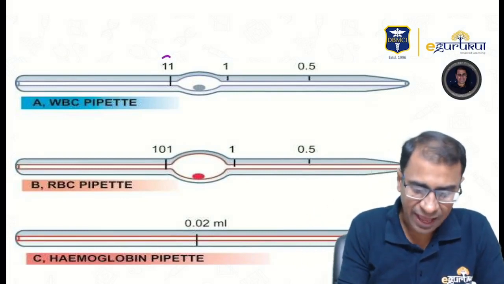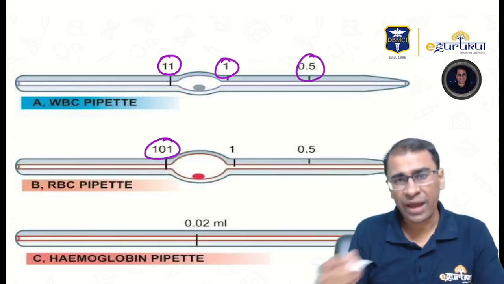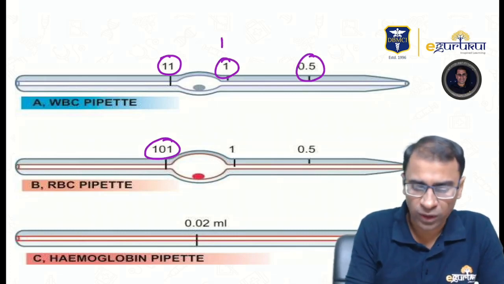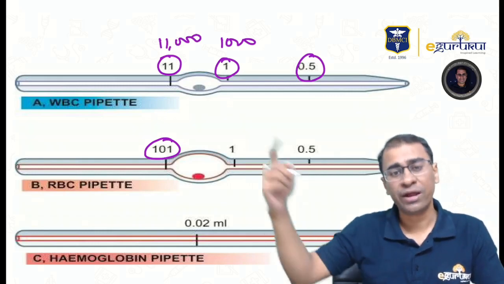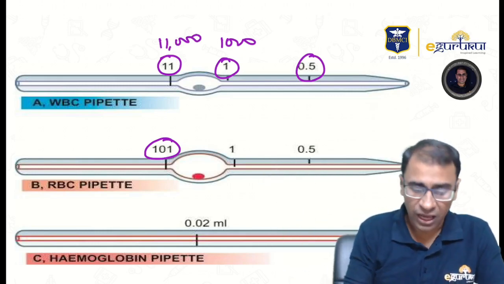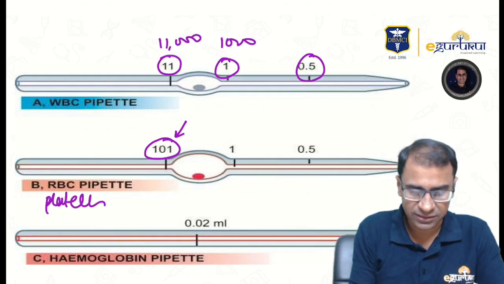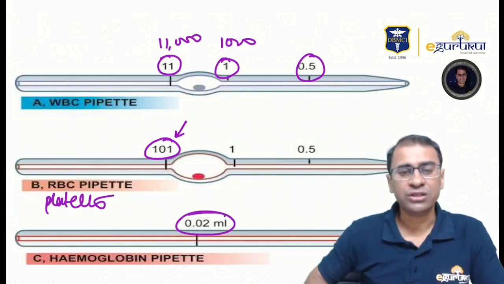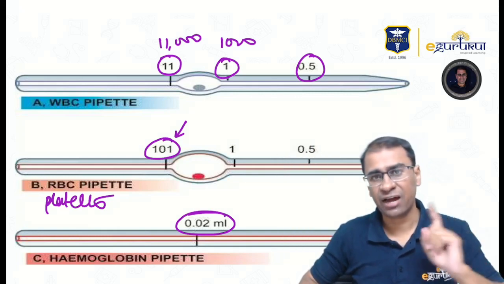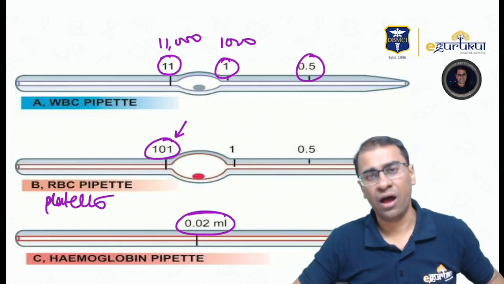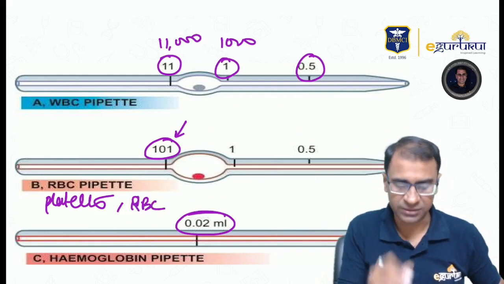See, a WBC pipette has markings of 11, 1 and 0.5. RBC has 101. Why? Because look at the counts guys. This is just 1000 and this may be 11,000. But this one would be 1 to 101, which means it will be 101 lakhs. Therefore, the number 101 will be the RBC pipette, and this can also be used for, yes, platelets. A hemoglobin pipette has just a marker of 0.02 ml. Okay, this is how you will identify the three types of pipettes, and Rees-Ecker fluid, which is used for platelets, can be used in an RBC pipette because the RBC pipette is used also to count the platelets and the RBC.